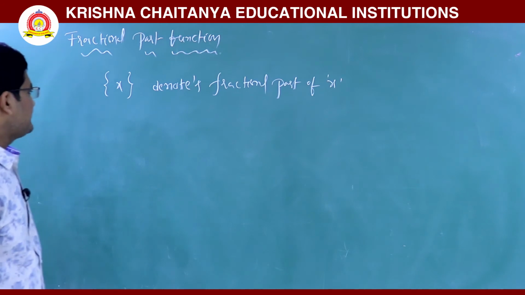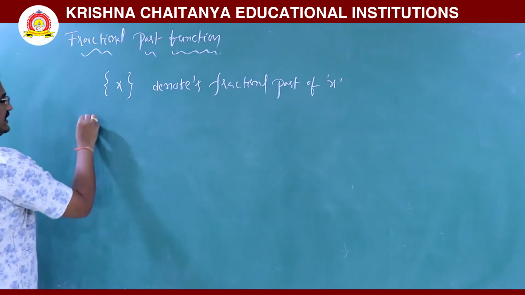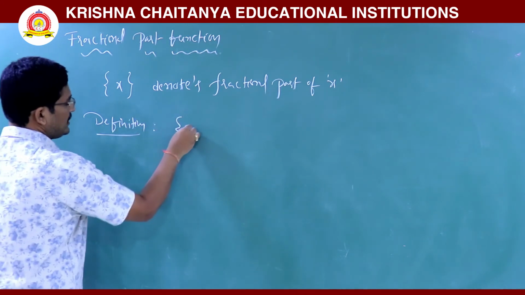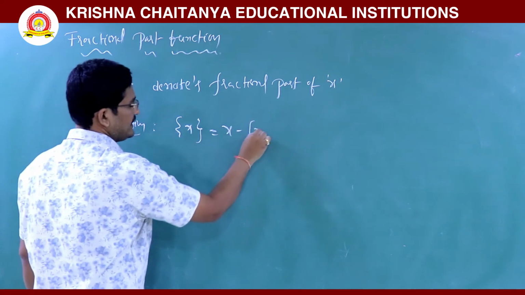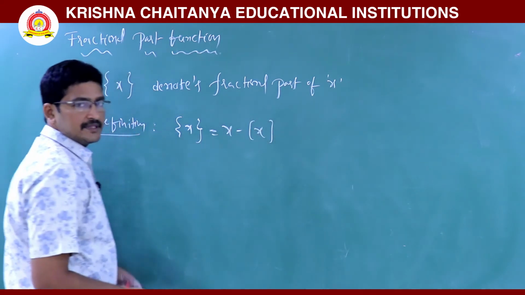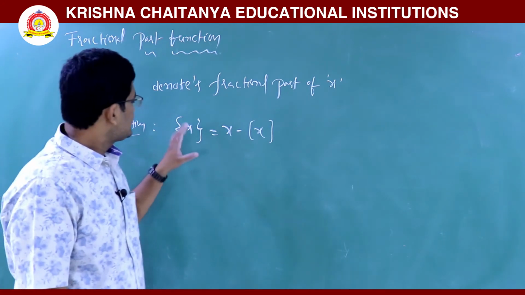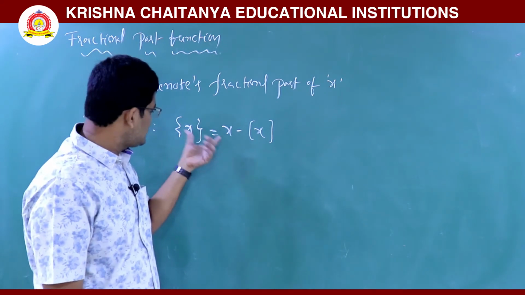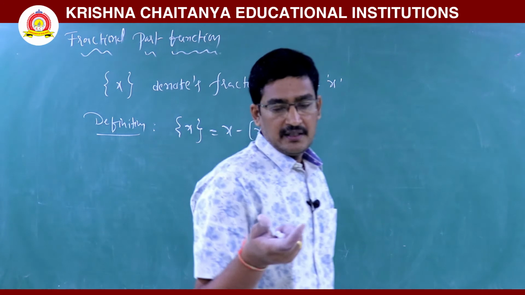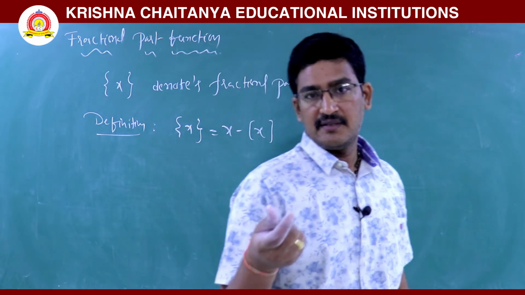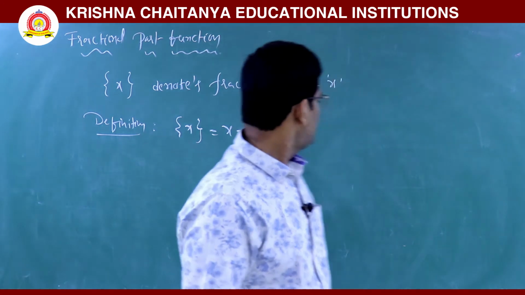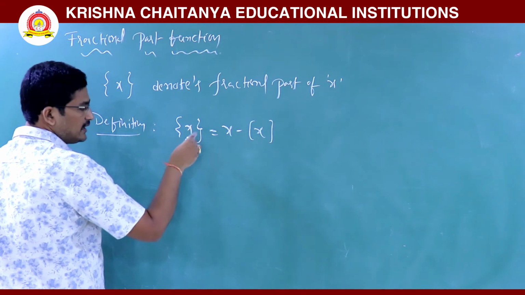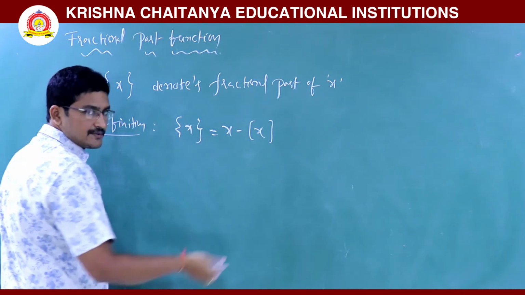What is the definition of fractional part of x? Fractional part of x is defined as x minus step x. Already you know about step x from the previous discussion. So, according to this definition, we have to calculate the fractional part of x for some values.